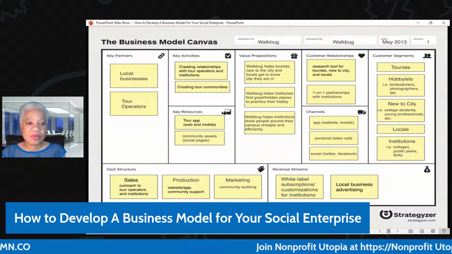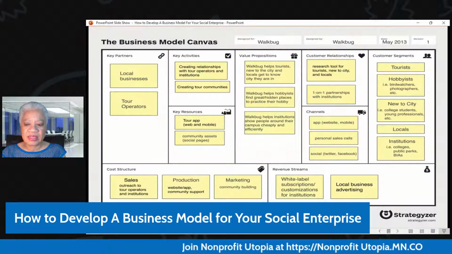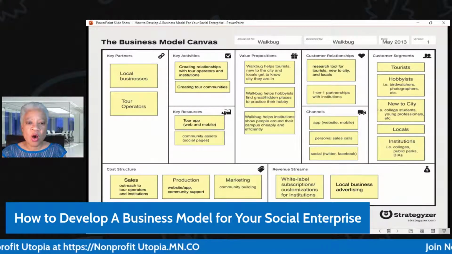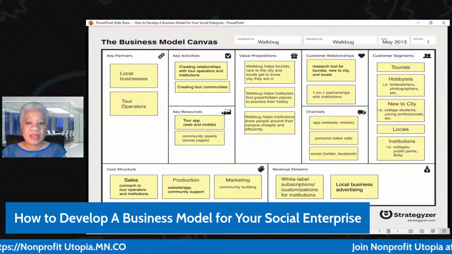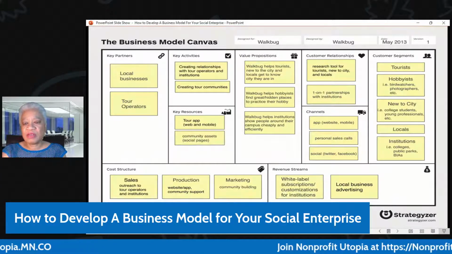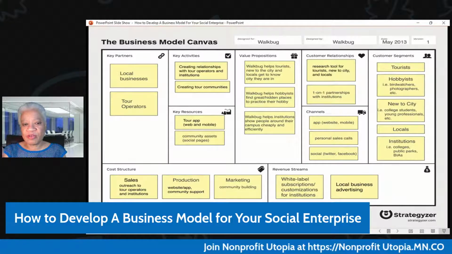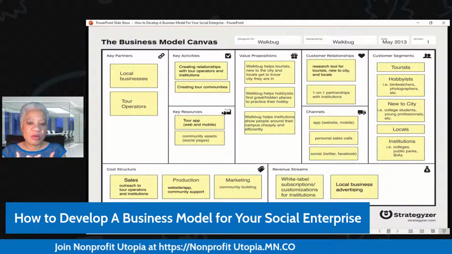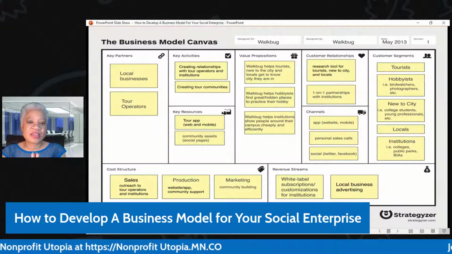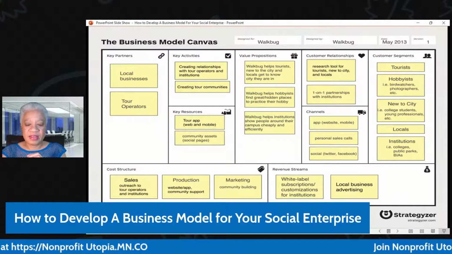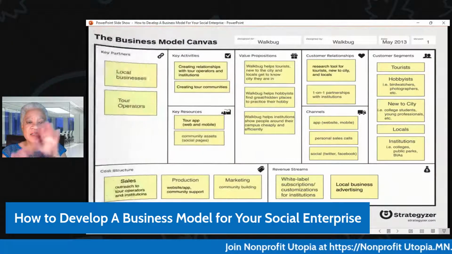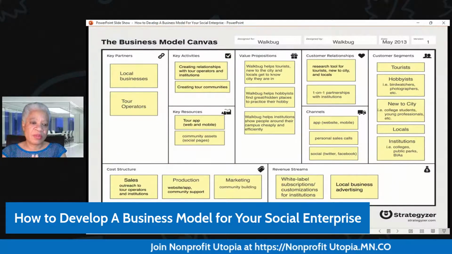All right, so I'm going to share with you 3 examples of a business model canvas. The first one is Walkbug, right? And notice you can use this and come up with different versions. This is a brainstorming canvas. One way to use this is to actually take this blank canvas and blow it up to poster size, and then do your brainstorming.